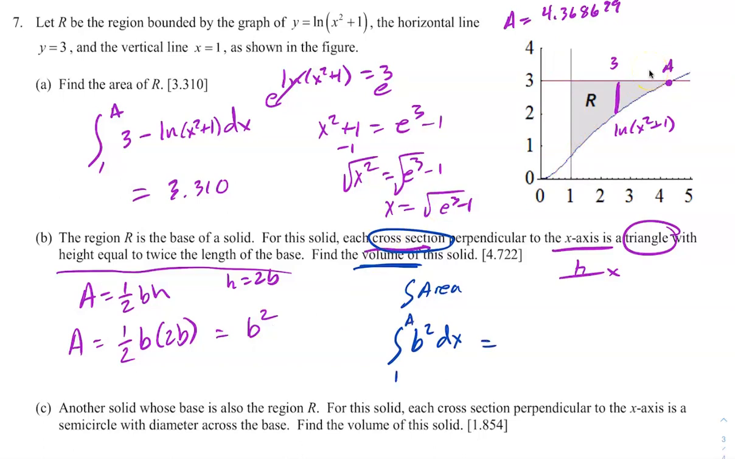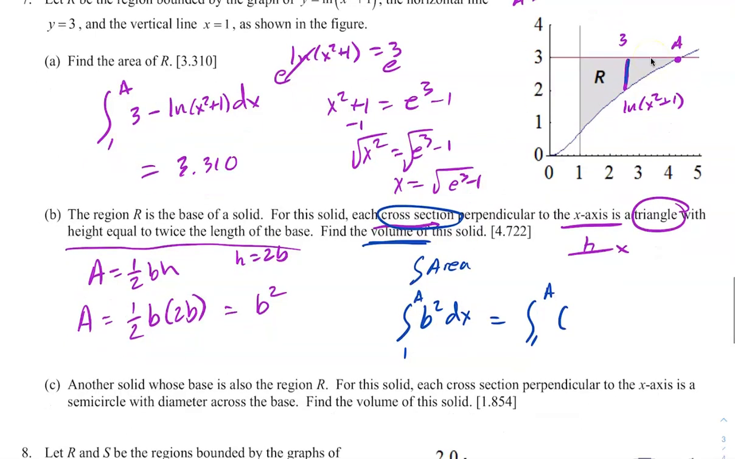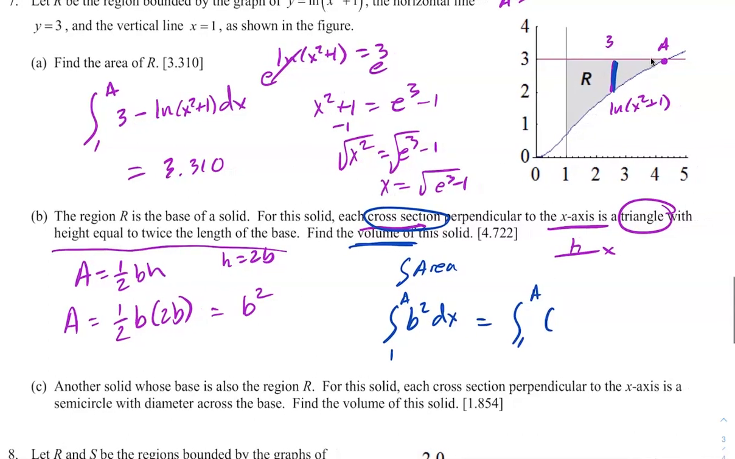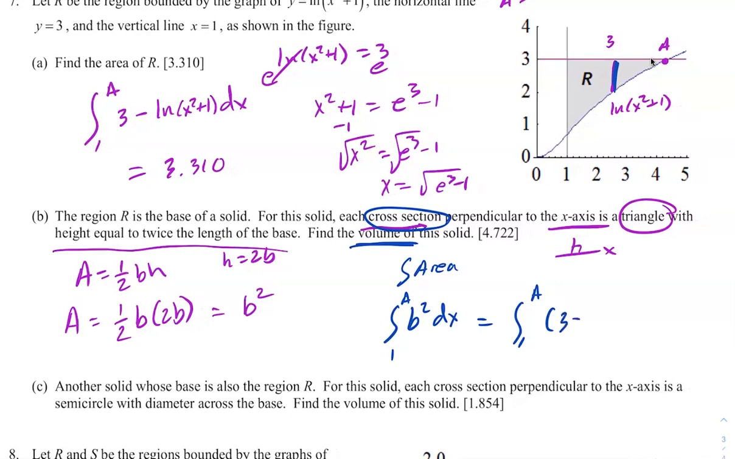I'm just going to type that into our calculator. What is b? B is the exact same as the area. It's this slice thing here. So I guess if I was to rewrite it, it'd be 1 to a of the same slice we have here, same thing for area. It's the exact same idea. So it's going to be 3 minus natural log of x squared plus 1, that whole thing squared. And that'll be dx.